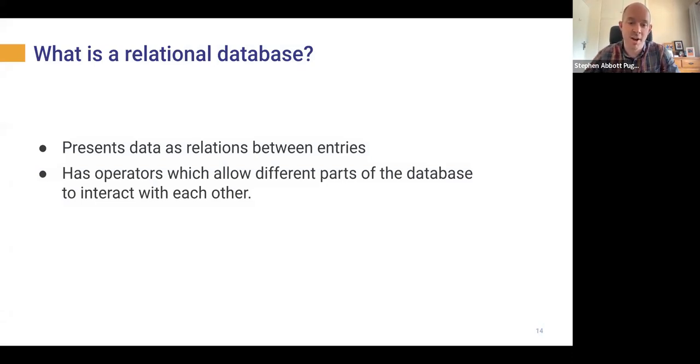So this is an example of how we explain this here. A relational database is one that presents data as relations between entries, and it gives you the ability to connect any two pieces of information within that data so that you can do multiple things, and it allows greater analysis later on.